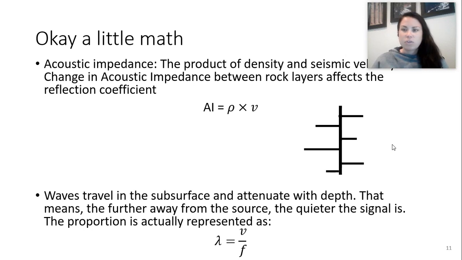And there's a relationship to explain that. It's proportionally represented as the wavelength being proportional to velocity and frequency. So the lower the frequency, the less wavelength that we have. And so that relationship helps us understand the resolution of our data.